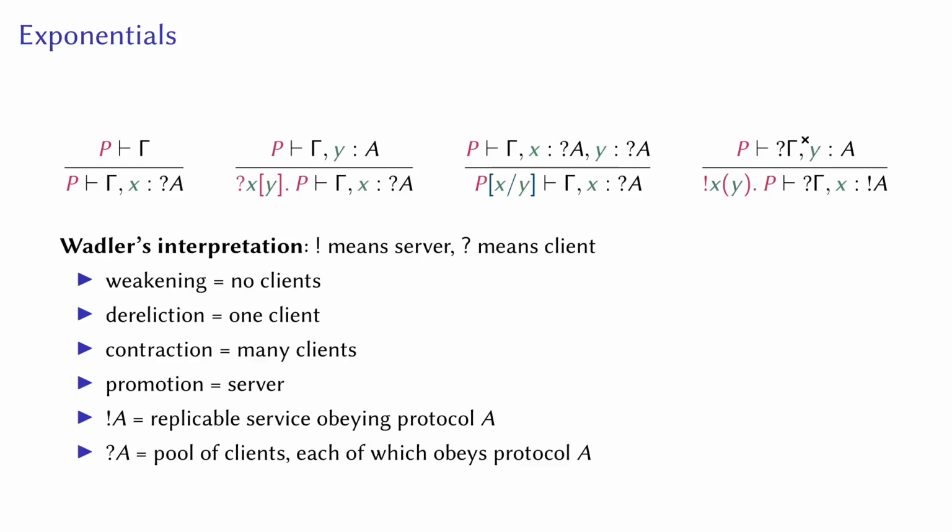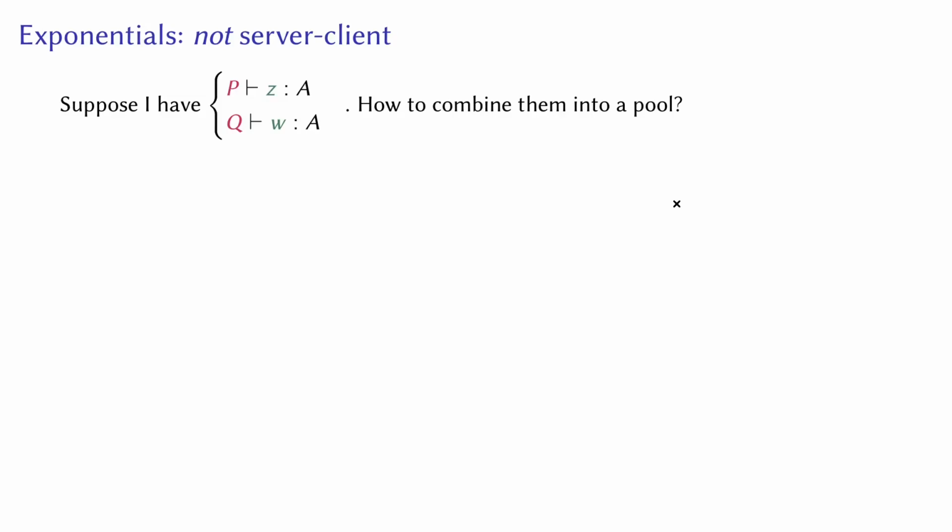And yes, that sounds all right until we have to construct concrete examples. Suppose I have two processes, or two clients, P and Q, each exposing an A channel, which is the client protocol. And the question is how to combine them into a pool.